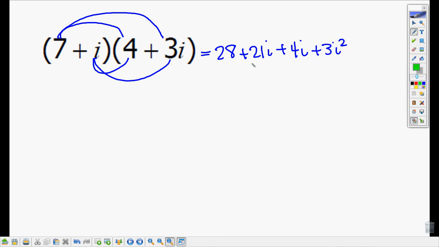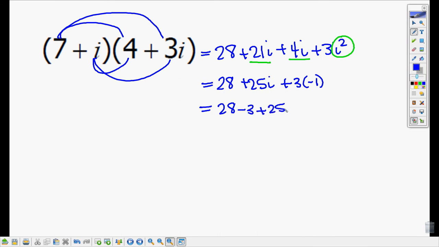So in this next step, I'm going to combine my like terms and replace my i squared with negative 1. Okay, so I'm going to have 28. Positive 21i plus 4i is a positive 25i plus 3 times negative 1. So I've replaced my i squared with negative 1. So I have 28. 3 times negative 1 is negative 3 plus 25i. 28 minus 3 is 25 plus 25i. Okay?